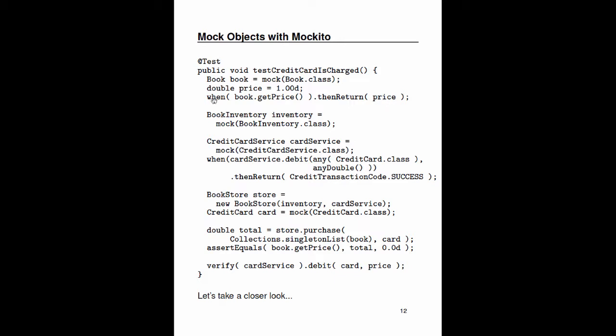So these are all Java method calls. There's no crazy language stuff going on here. We're just calling a very interesting API. So when book.getPrice is invoked, then return price. Essentially, this says, hey, mock object, when your getPrice method is invoked, return the value price. I'll create a book inventory, a mock book inventory.